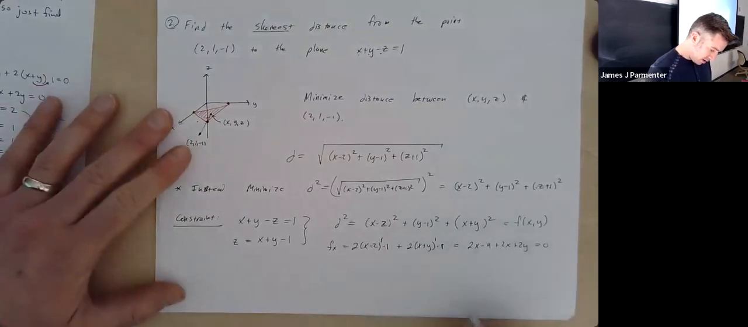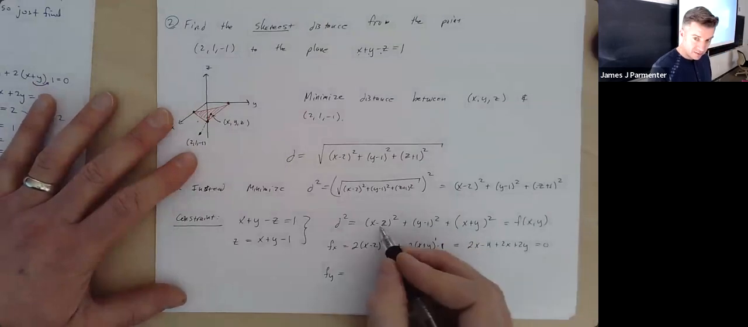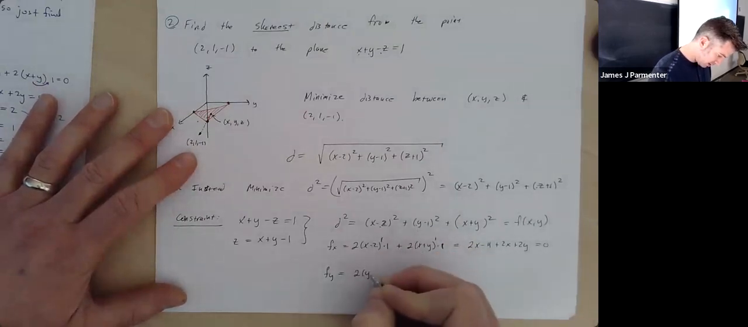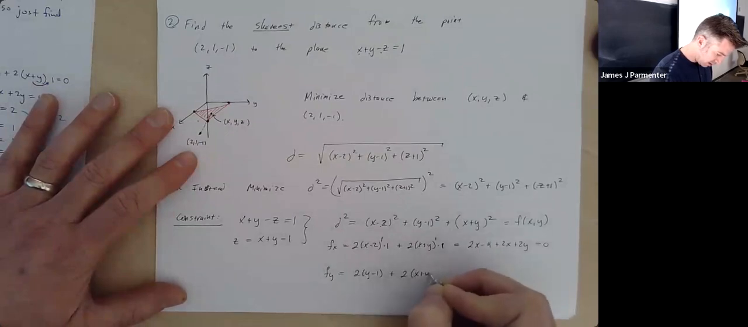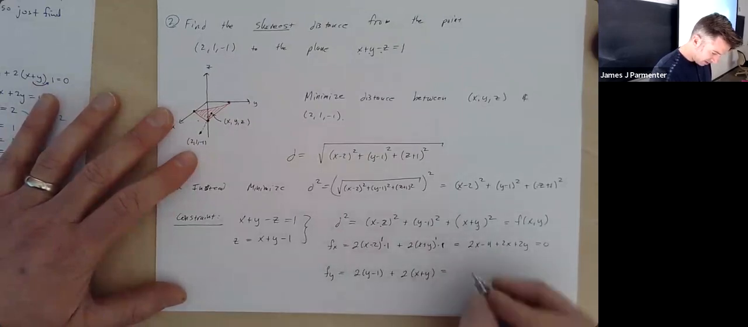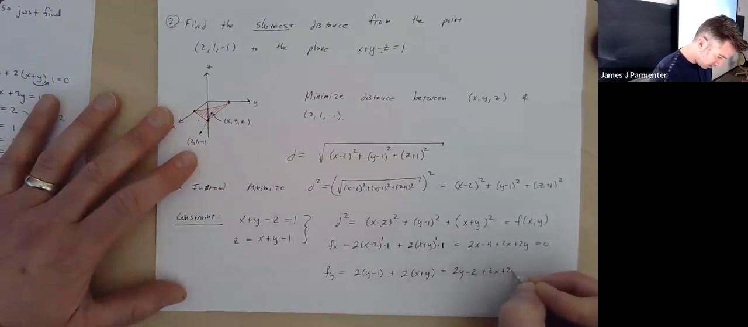Great, we'll deal with that in a minute. We get fy, same kind of deal. Derivative of that's going to be 0. Derivative of that's going to be 2 times y minus 1. Derivative of that's going to be 2 times x plus y. And if we simplify that, we get 2y minus 2 plus 2x plus 2y equal to 0.